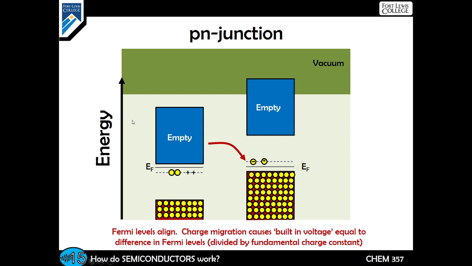And so those electrons will move over until your Fermi levels align. The level of electrons will level off in both semiconductors. And that causes a built-in voltage because you have some positive side and some negative side that has an electric field.